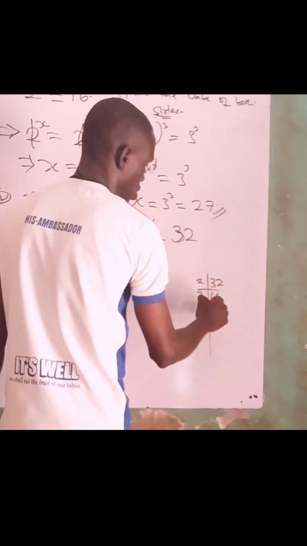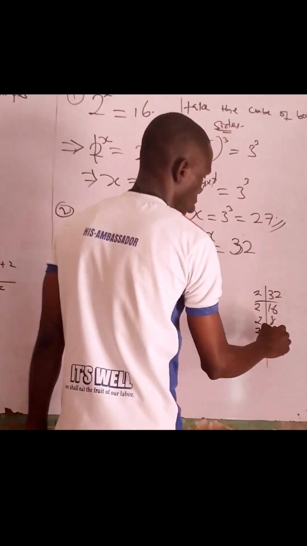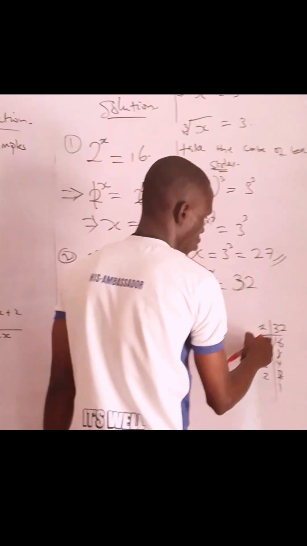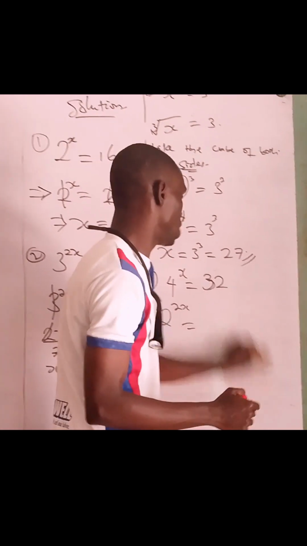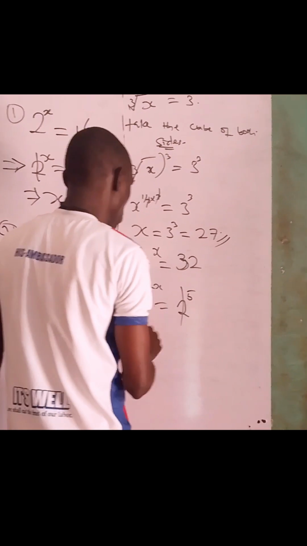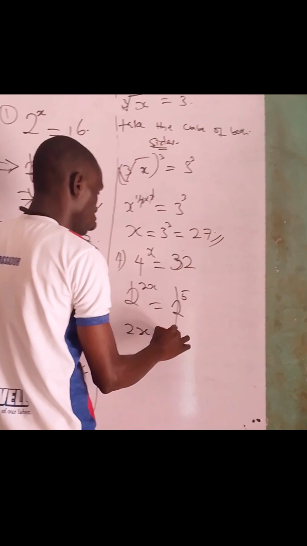Do you remember our procedure? 2 in 32, 16. 2 in 16, 8. 2 in 8, 4. 2 in 4, 2. 2 in 2, 1. 1, 2, 3, 4, 5. So that's 2 raised to the power of 5. So 2 can cancel 2. Then your 2x now will equal 5.